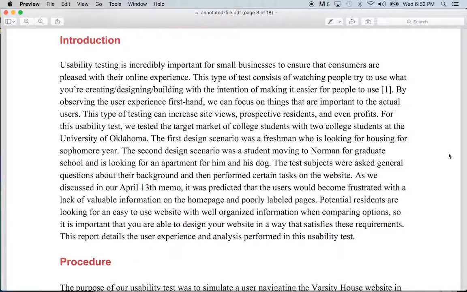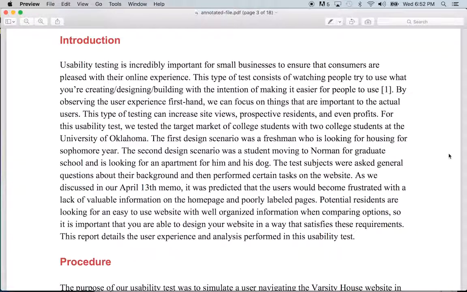For this usability test, we tested the target market of college students with 2 college students at the University of Oklahoma. So it's interesting in introducing their users, right? The first design scenario was a freshman who is looking for housing for a sophomore year. The second design scenario was a student moving to Norman for graduate school. So they don't necessarily define what design scenarios are here, and I think they should.